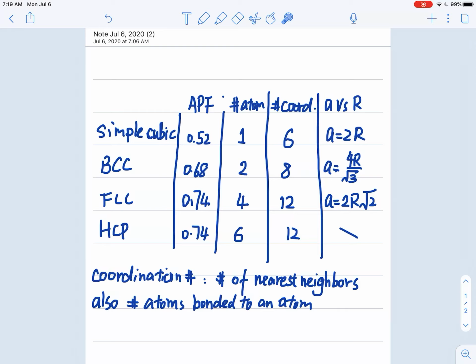Hopefully this will give you a summary of and a comparison between different crystals.